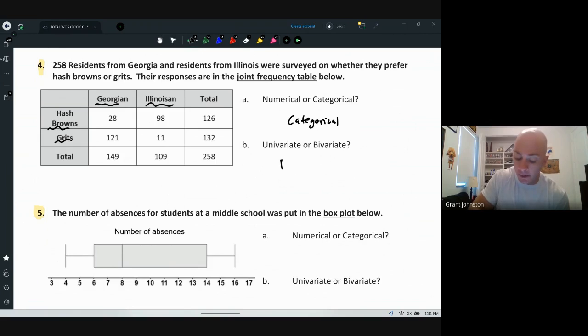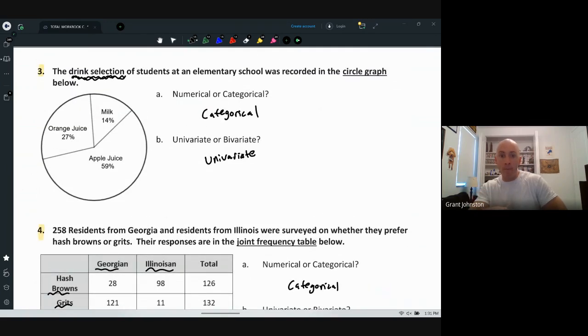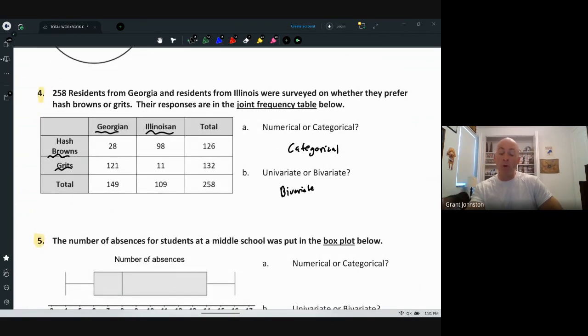It's also bivariate because we're dealing with 2 separate variables. We have the state they're from, Georgia or Illinois, and hash browns or grits. So those are the 2 variables we're looking at. So these joint frequency tables are bivariate. And I guess I didn't fail to mention there, but all circle graphs like this are categorical univariate. All joint frequency tables are categorical bivariate.